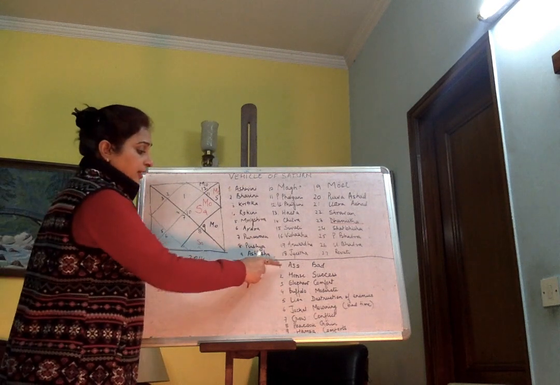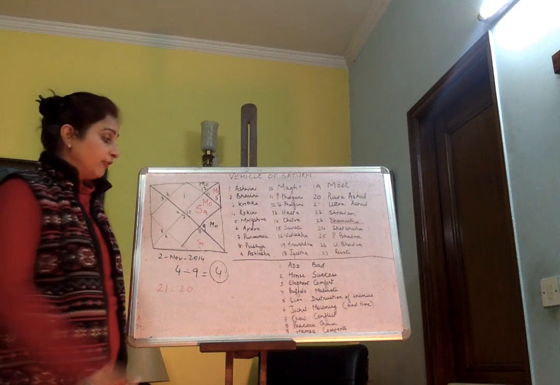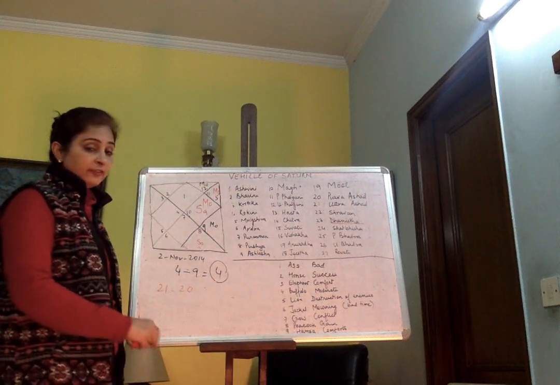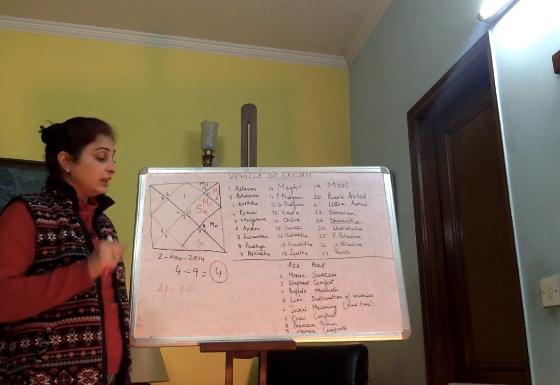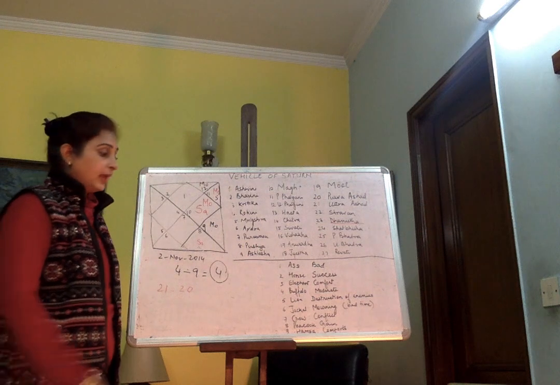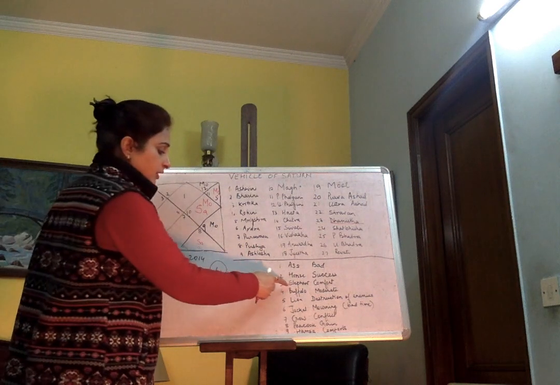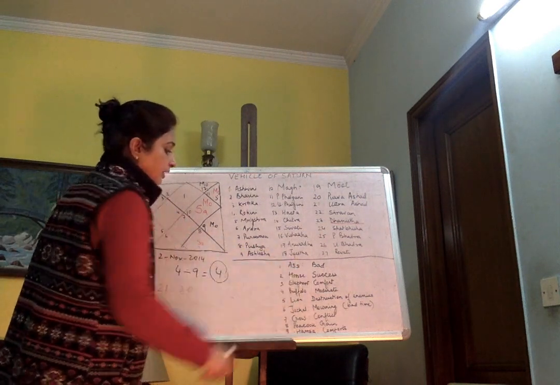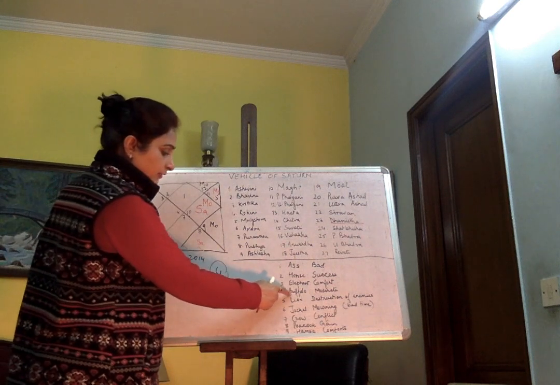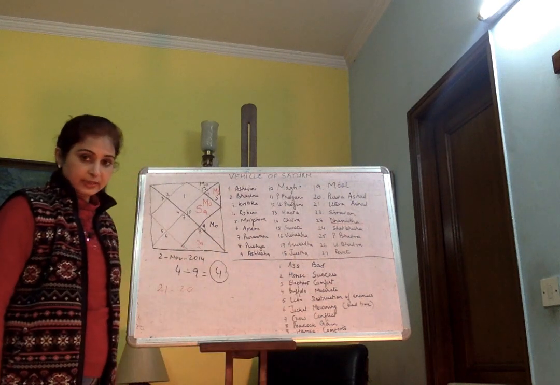So if planet Saturn is coming in the vehicle of a donkey, it will give you bad results. So if planet Saturn is coming in the vehicle of a horse, it will give you success. And if planet Saturn is coming in the vehicle of an elephant, it will give you comforts. And if it is coming in the vehicle of a buffalo, it's going to give you moderate results.